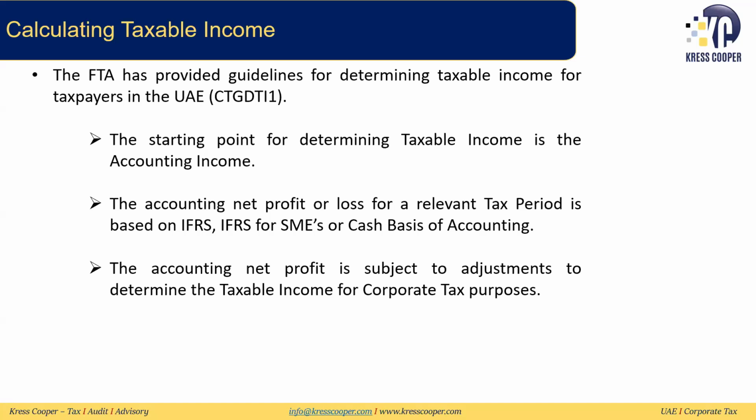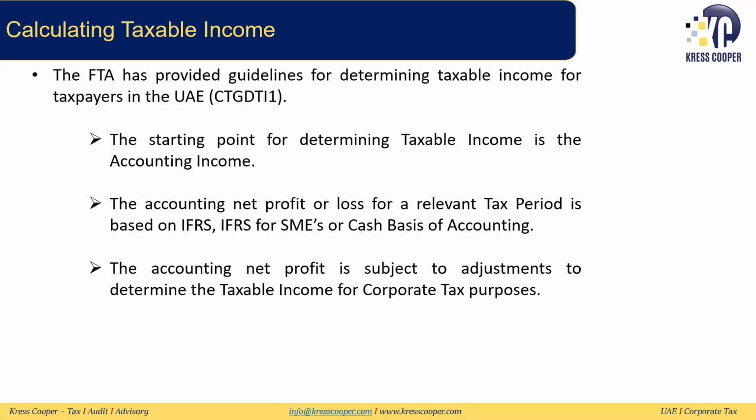Now, the accounting net profit or loss for the relevant tax period in the financial statements can be based on IFRS for SMEs or the cash basis of accounting. This depends on certain thresholds given under the law. For example, if your revenue is less than 3 million, you can go for the cash basis of accounting. If your revenue is below 50 million, you can use IFRS for SMEs. If your revenue is more than 50 million, then you have to go for full IFRS, and you have to get your financial statements audited as well. If you are a UAE company, you need to get it audited by a UAE registered auditor. So these are some of the conditions in the law, and according to that, these financial statements are prepared.